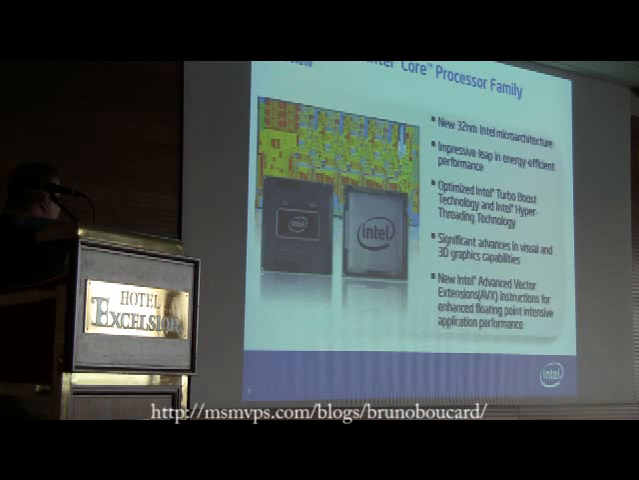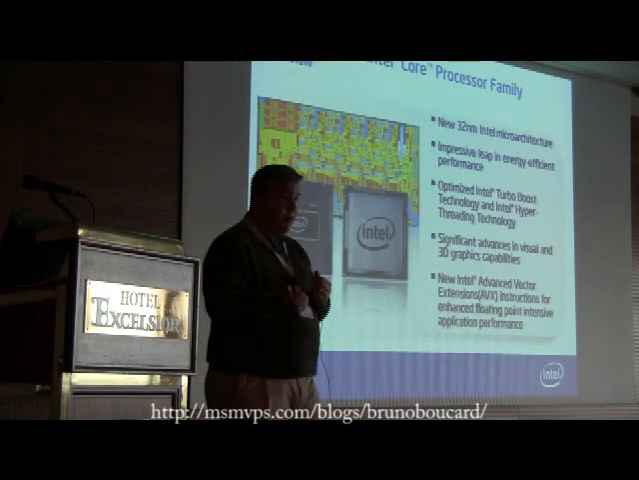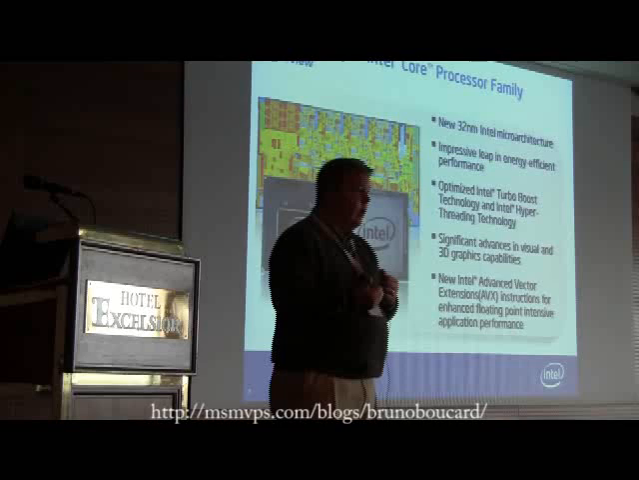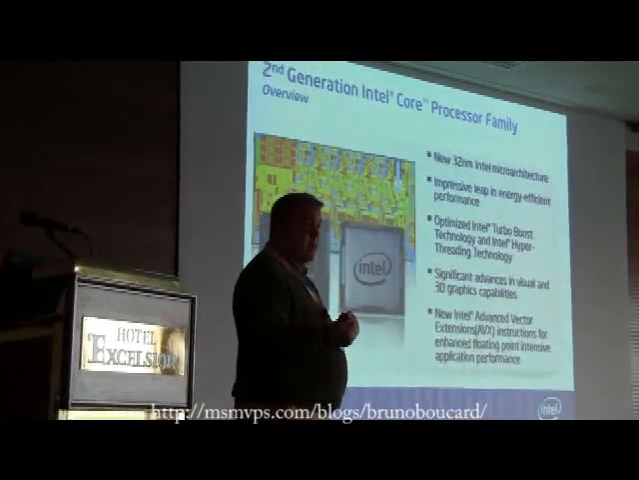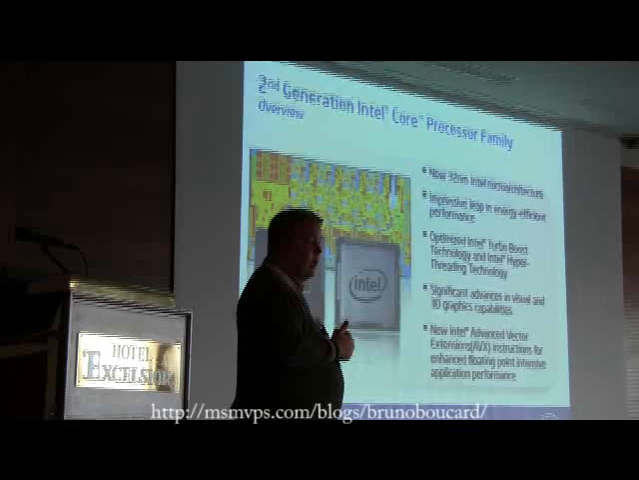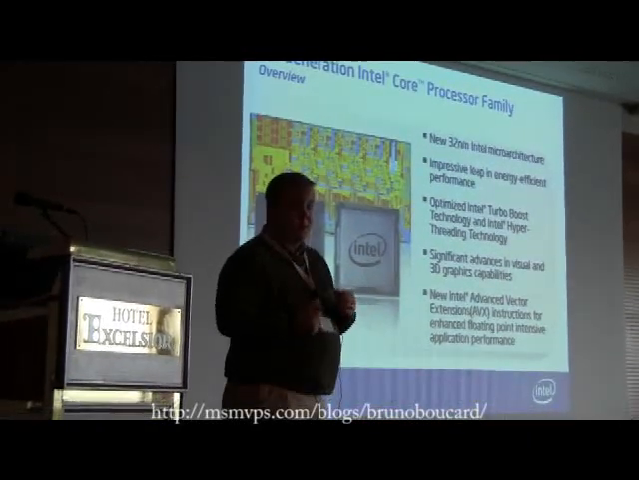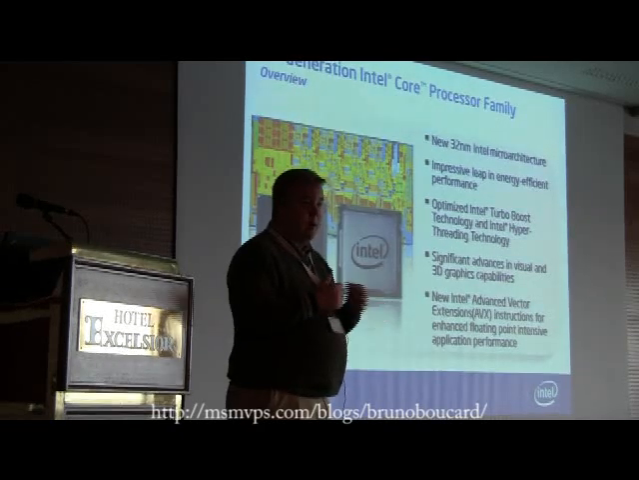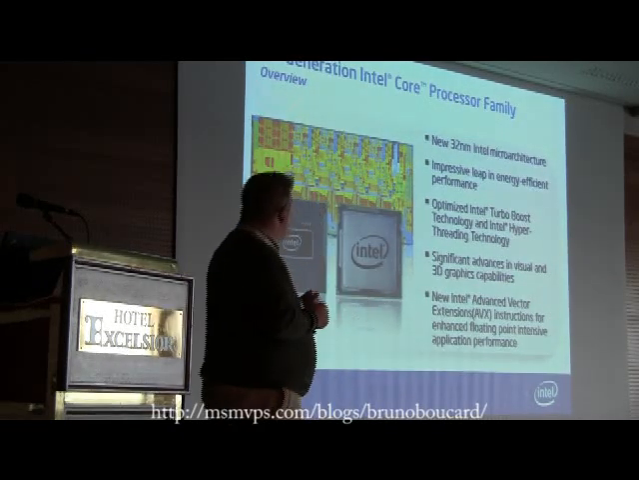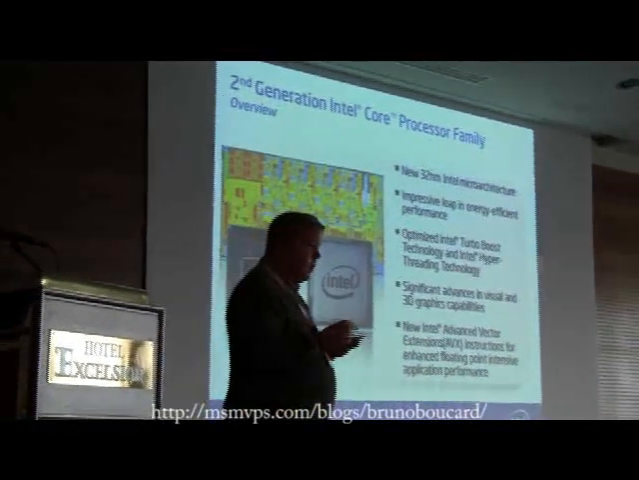Okay, so a couple of key things about the second generation Core. It's on 32 nanometer. Okay? That allows us to use the same process that we used on the previous processor family. It gives us a level of stability rather than trying to change the architecture and the process at the same time. We only change one or the other on each generation. Okay? There's a couple of key features that we'll talk about.